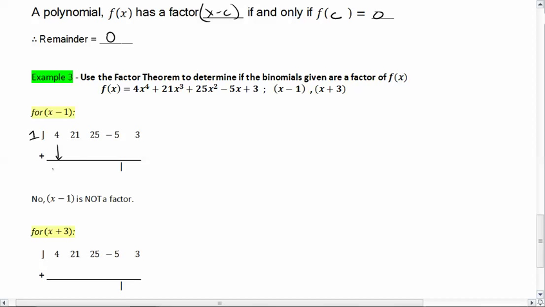We work this out, we bring the 4 down, we get 4, multiply 4 times 1, you get 4, move that on the second line, add that, so 21 plus 4 is equal to 25. 1 times 25 is equal to 25. 25 plus 25 is 50. 1 times 50 is equal to 50. Negative 5 plus 50 is equal to 45. 1 times 45 is 45. 3 plus 45 is 48. So our remainder is not equal to 0. That means, no, x minus 1 is not a factor of that original f of x.